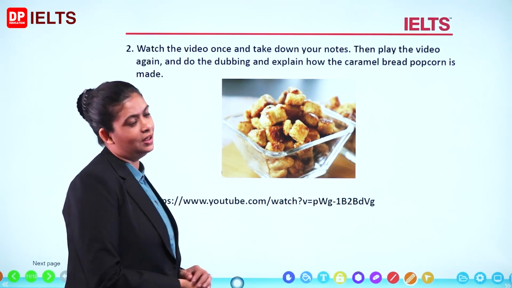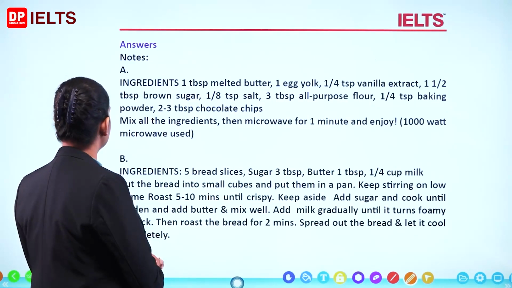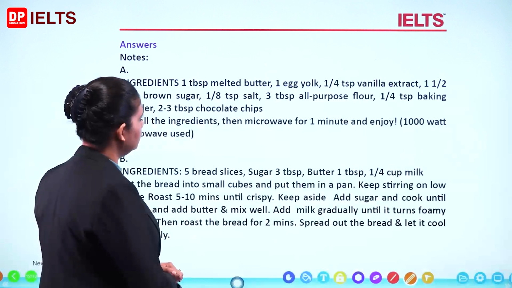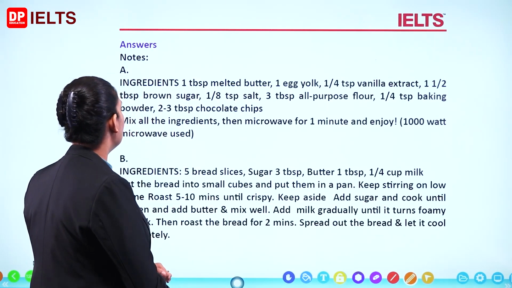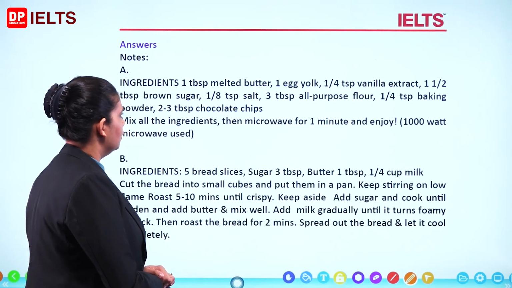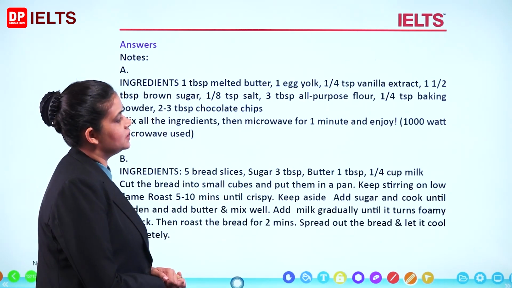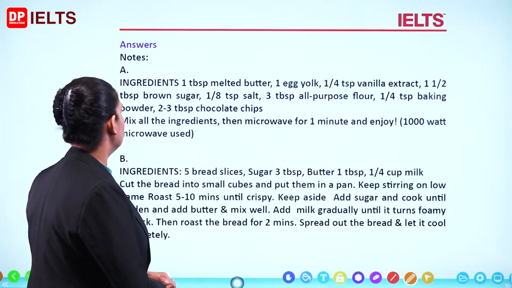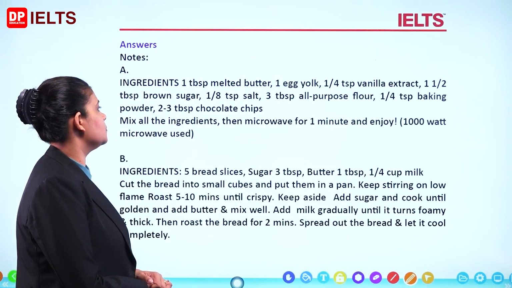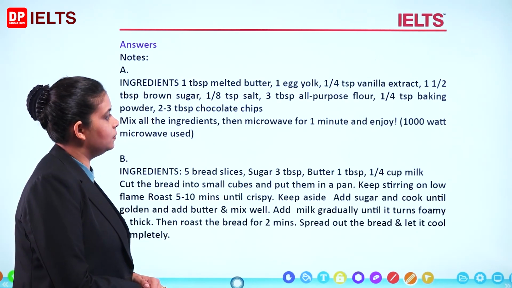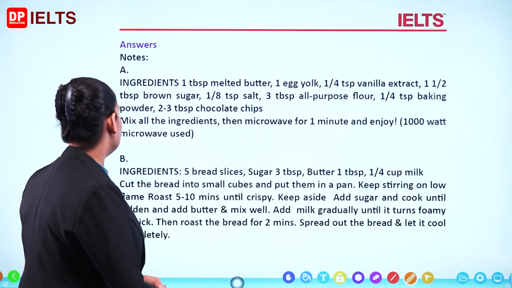I will show you what I have written in complete sentences. Ingredients. 1 tablespoon melted butter, 1 egg yolk, 1/4 of teaspoon vanilla extract, 1.5 tablespoons of brown sugar, 1/8 teaspoon of salt, 3 tablespoons of all-purpose flour, 1/4 teaspoon of baking powder, 2 to 3 tablespoons of chocolate chips. Mix all the ingredients, then microwave for 1 minute and enjoy. 1000-watt microwave should be used.